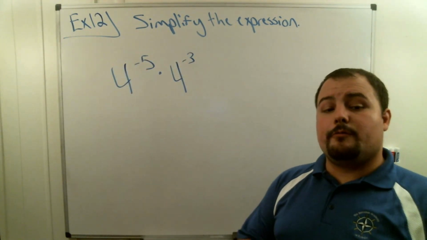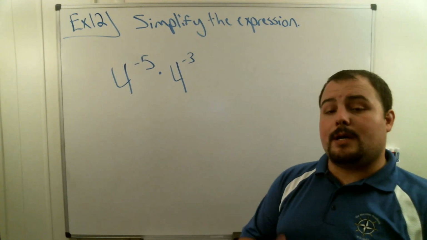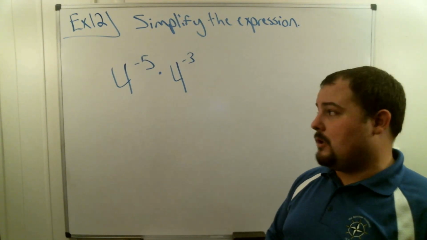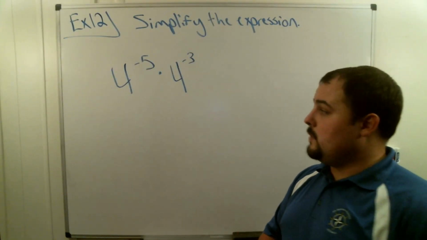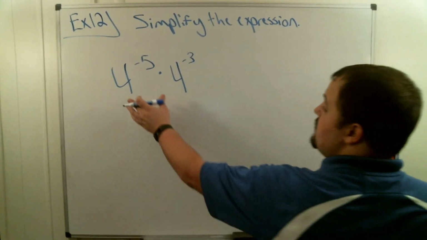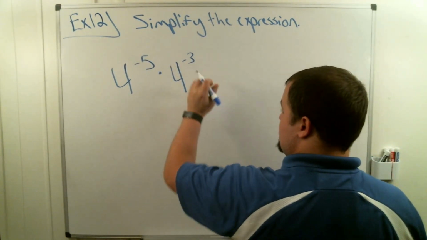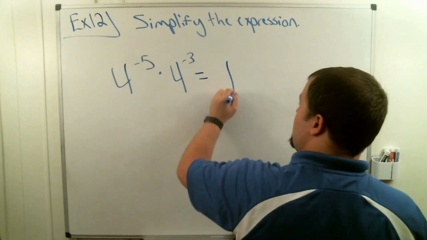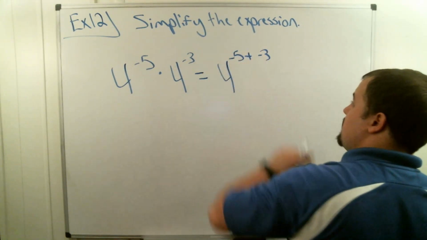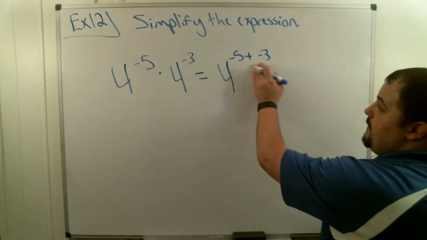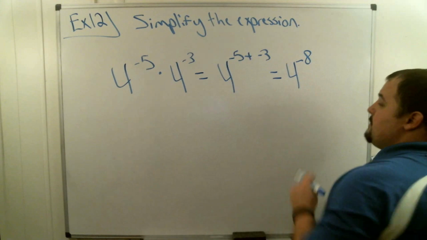In example 12, we're still multiplying two numbers that have the same base. We have 4 to the negative fifth power times 4 to the negative third power. So what we're going to do is follow our rules, the laws of exponents. If I have two numbers that have the same base and they're multiplying, all we have to do is add the exponents. So this really means that we're going to have 4 to the negative 5 power plus negative third power. Well, negative 5 plus a negative 3 will equal 4 to the negative eighth power.